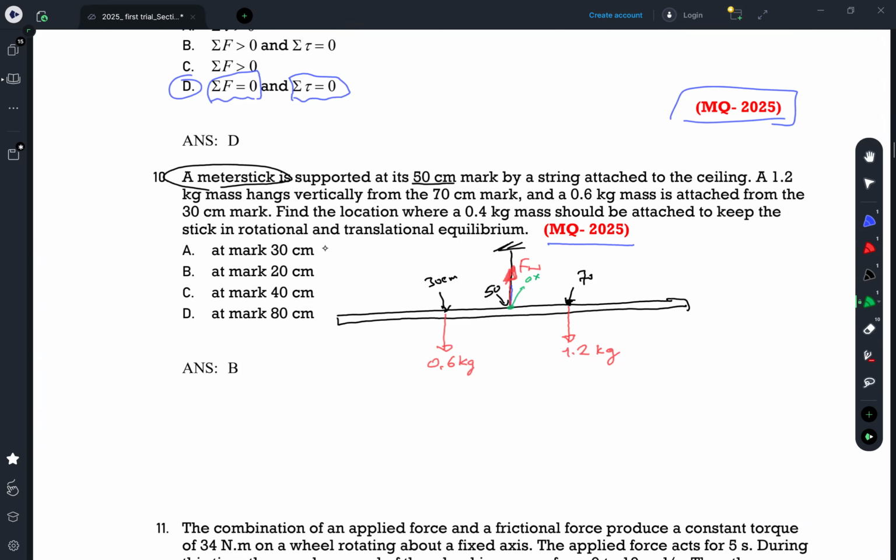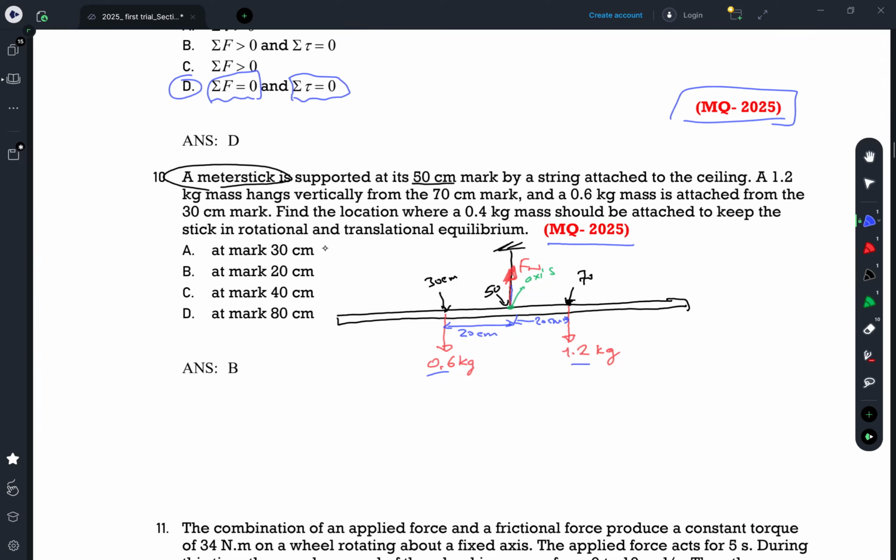So, axis. The distance from the force to the axis for the 0.4 kilogram mass is going to be 20 centimeters. That distance is also 20 centimeters. The distances are 20 centimeters, but the forces are different, so it's not balanced.